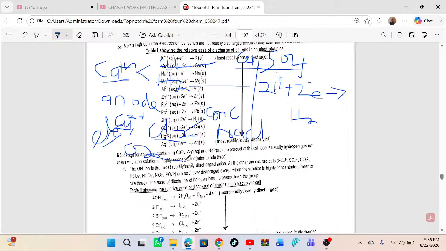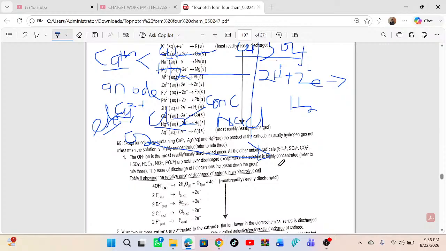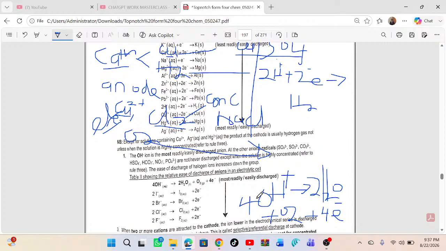Tukuja kwa oxygen. Oxygen is all the remaining. How do we write oxygen? Oxygen we write them as 4OH, because we need to produce oxygen. Then 4OH, then we get water from it. Get to water plus oxygen plus 4 electron. So that's all.